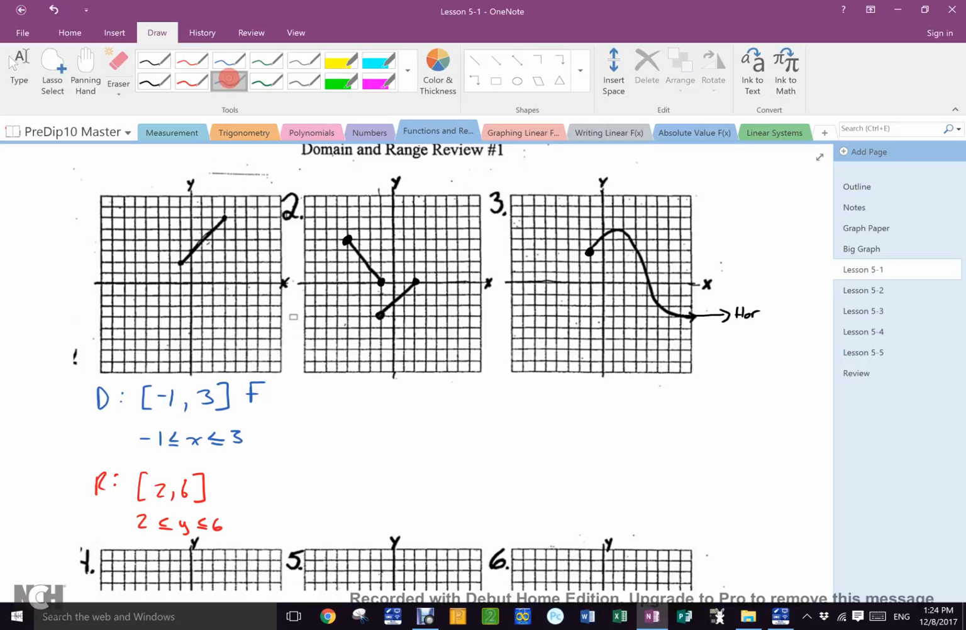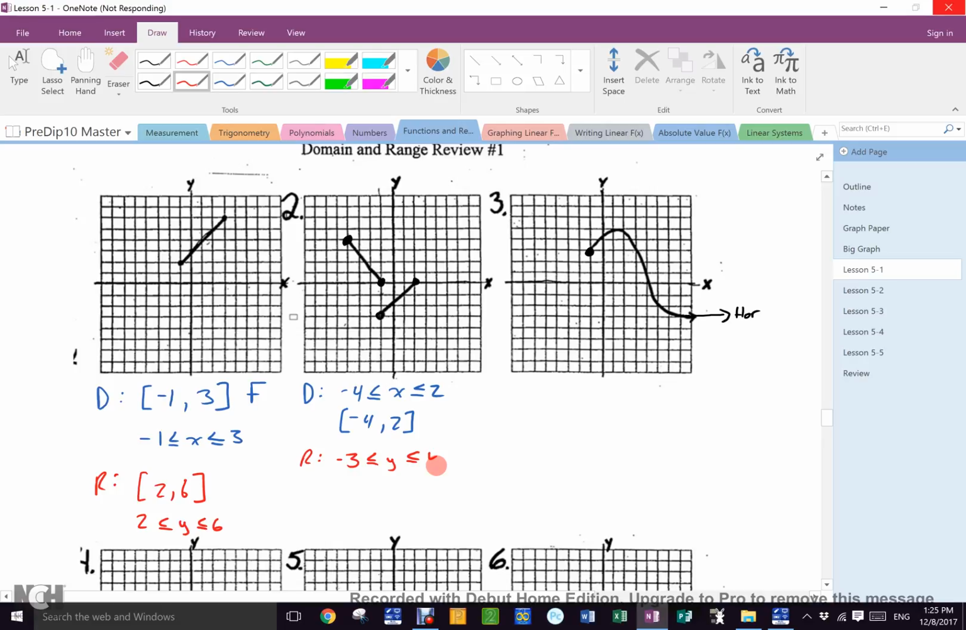Number 2. Who would like to do 2? Amshuman, give me the domain. -4 is less than or equal to x, which is less than or equal to 2. Absolutely correct. Or [-4, 2]. What's the range? -3 is less than or equal to y, less than or equal to 4. Excellent. Or [-3, 4]. And function or not? No.